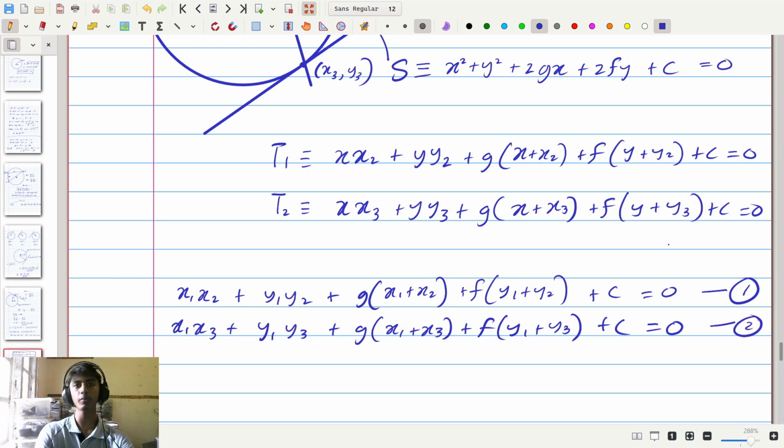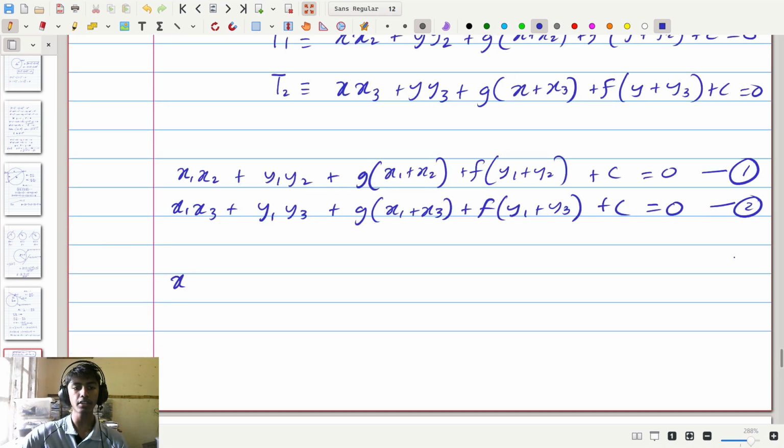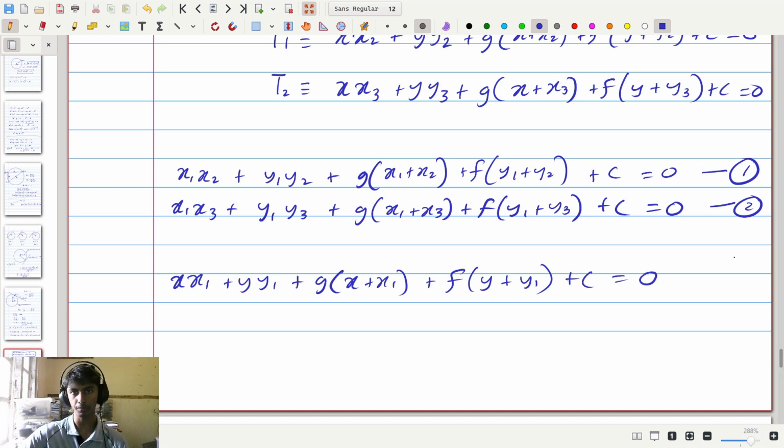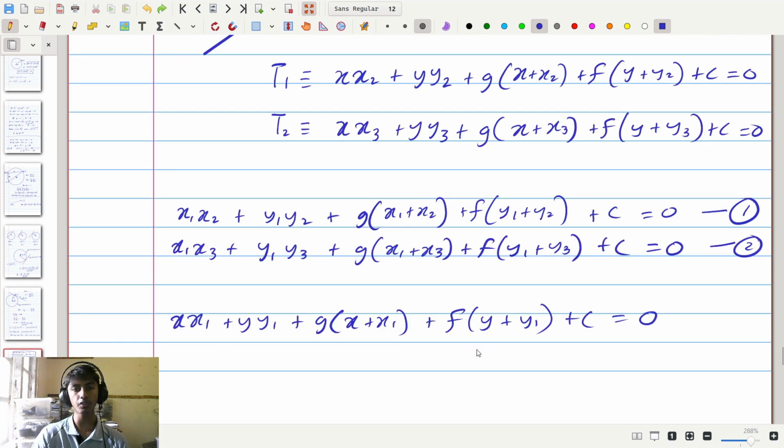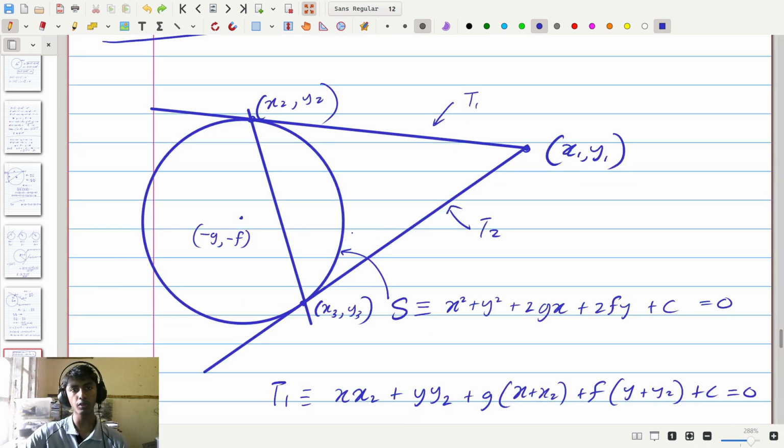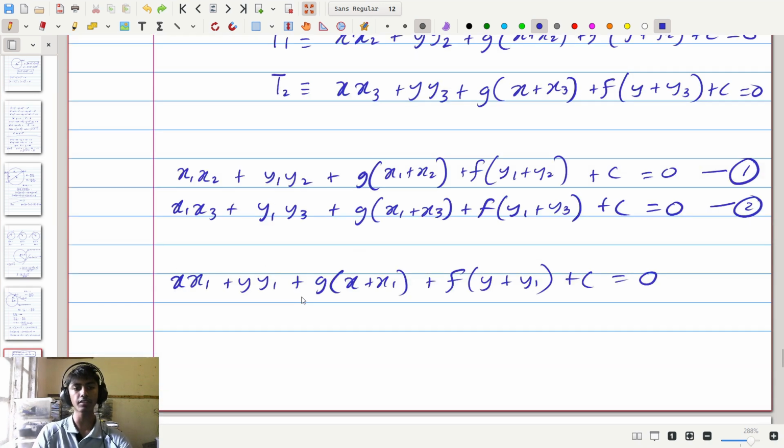Now at this point, I'm going to take a little leap of faith and consider the line x times x1 plus y times y1 plus g times x plus x1 plus f times y plus y1 plus c equal to 0. We're going to consider this line here. I want you to think about whether this line passes through the points x2, y2 and x3, y3. I'm going to call this line capital L.